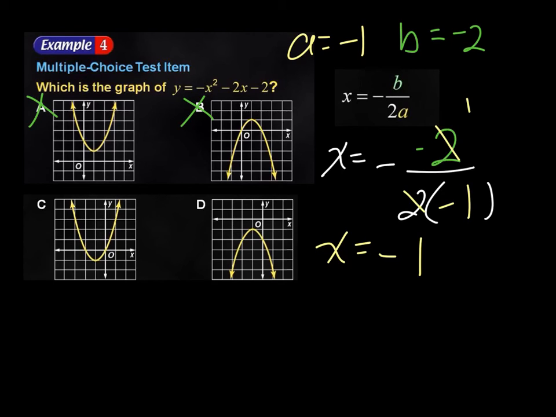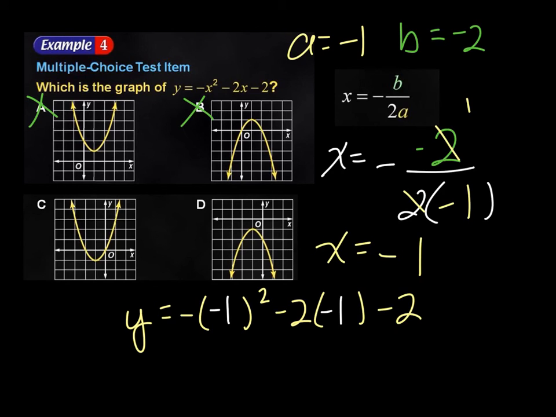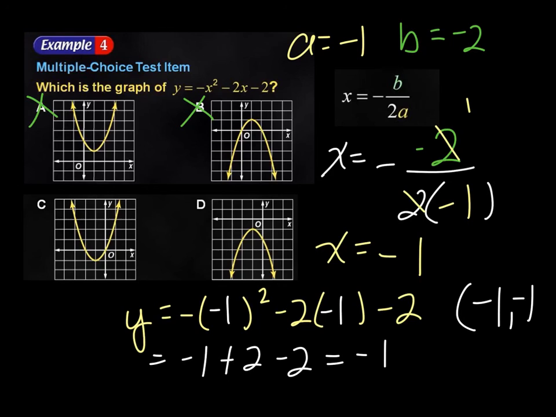And if we put -1 in for x, what do we get out for y? -1 squared would be 1. Negative times negative is positive. And -1 plus 2 is 1, minus 2 is -1. So our vertex is at (-1, -1). Well, that's both of those choices. Well, that didn't help much, but I noticed this one opens down. So it must be choice D.